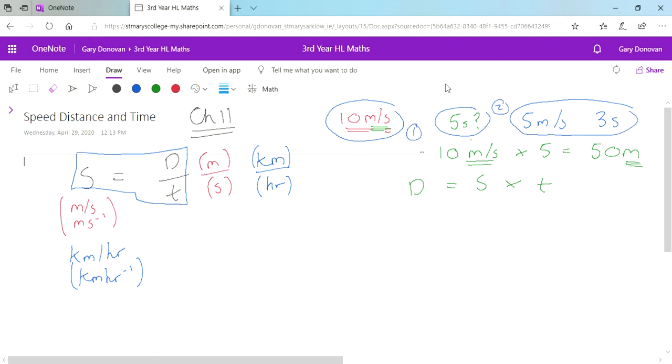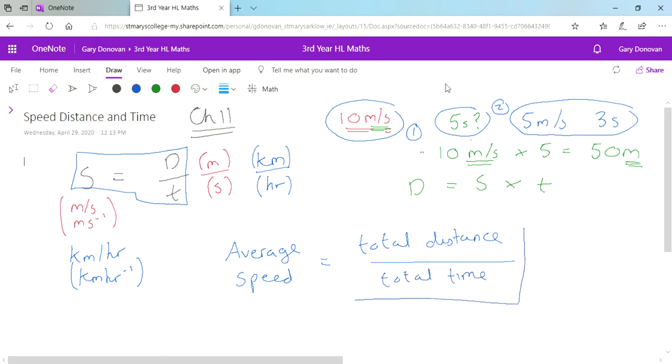Now when that happens, sometimes they'll ask you to find the average speed. If they ask you to find the average speed, it equals total distance over total time. So what you need to do is get the total distance travelled, the total time, and then divide the total distance by the total time. Do not get the average of the two speeds, because that will give you the wrong answer, and I'll talk about that in another video maybe.